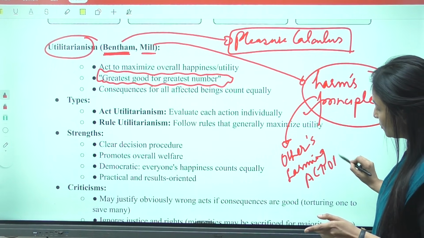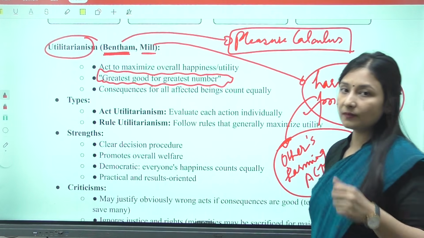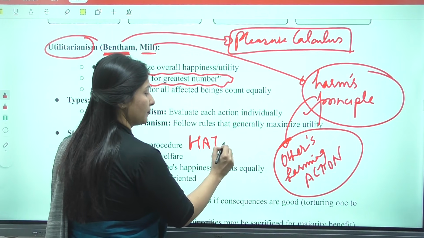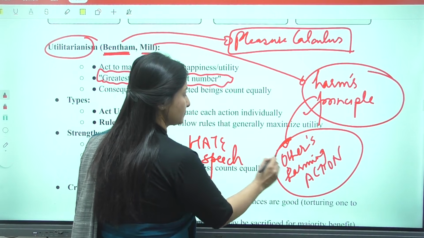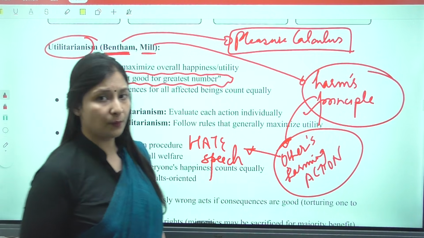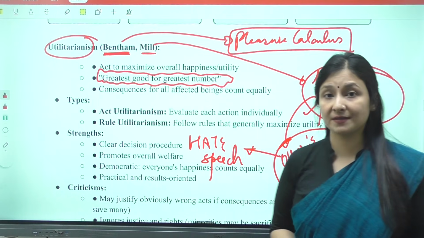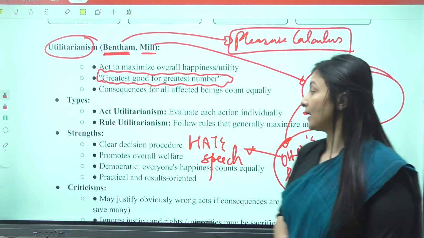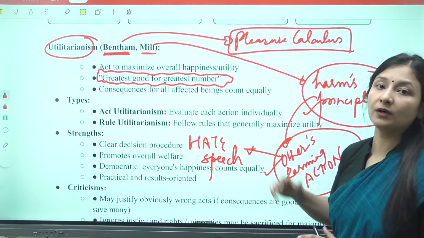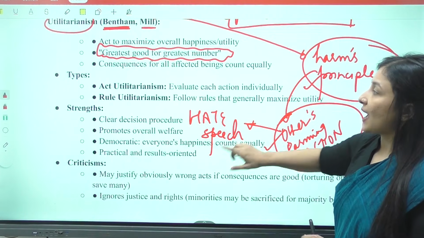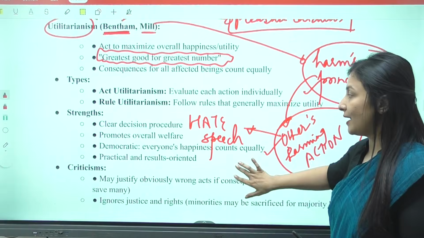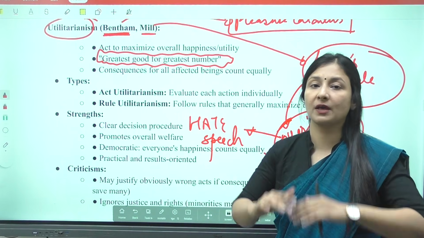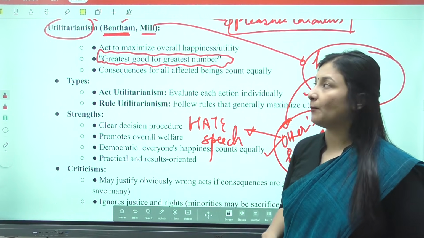And here John Stuart Mill says that for others-harming actions, for example hate speech, right? You are talking ill about some community. Is that acceptable just on the pretext that you want to get maximum votes? No. That is ethically wrong over here. Is it clear? Your actions should be such that they reduce the pain and they maximize the welfare, the good, for the maximum number of people.